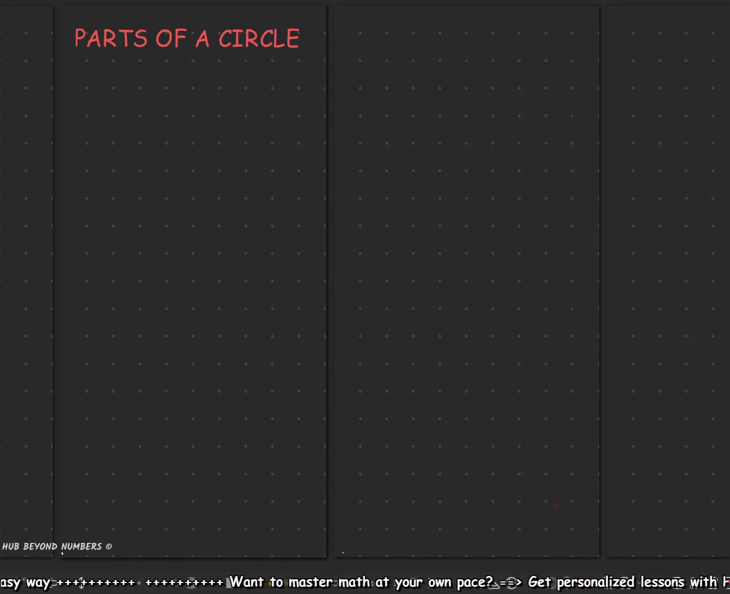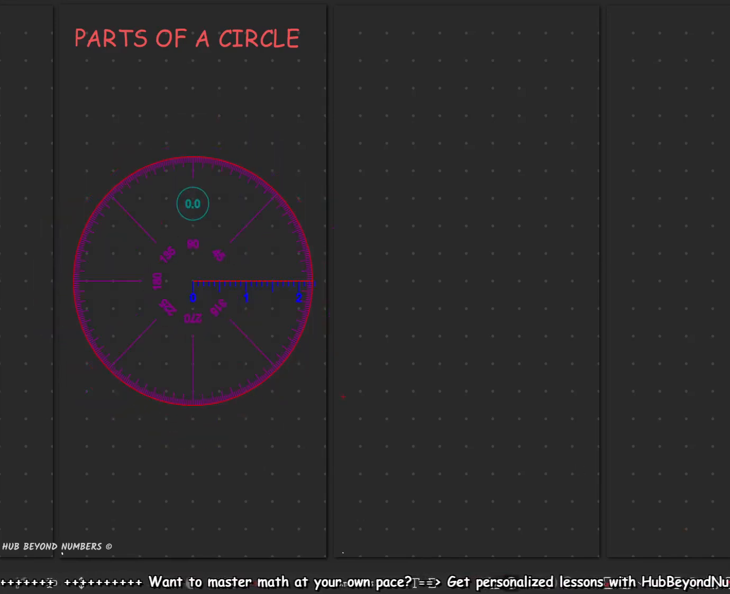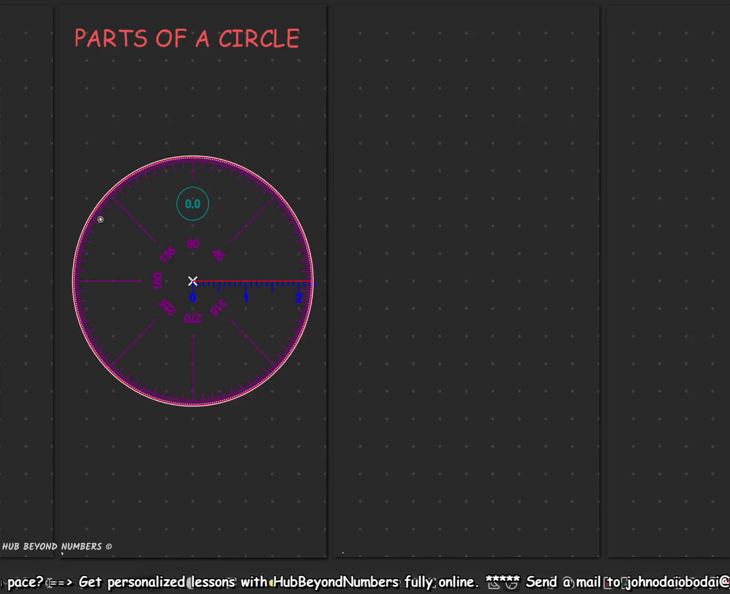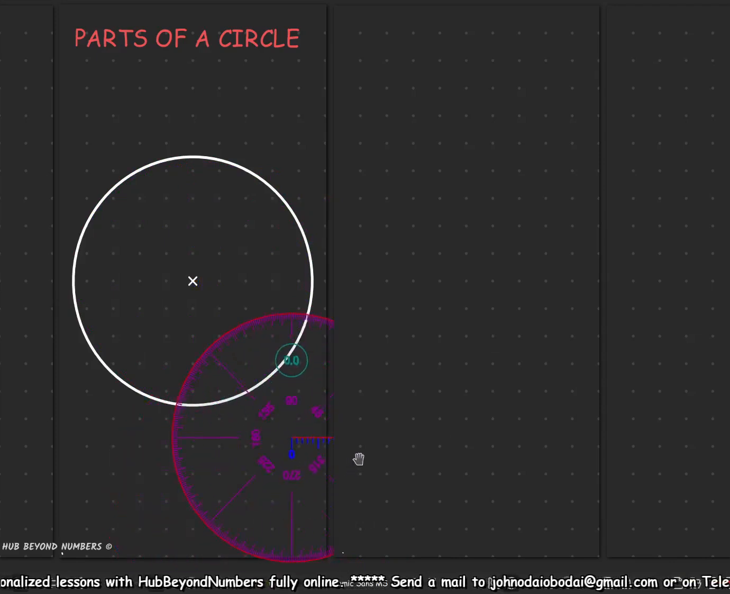You can use any tool for that. That is circular. But most appropriately, it is best you use your compass. So this here is my circle. All right. Okay. So let me just move this from here. Now I have my circle.